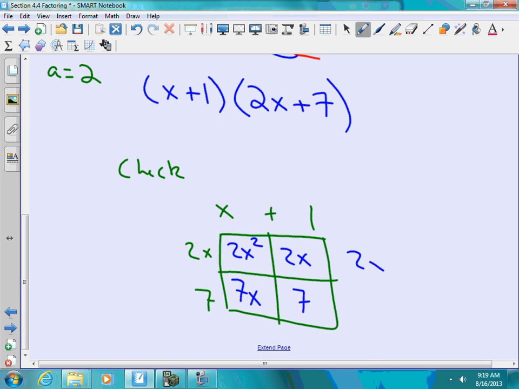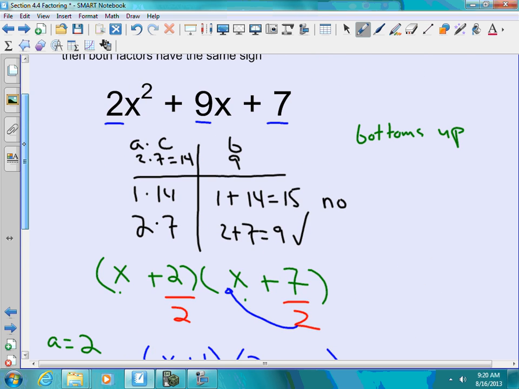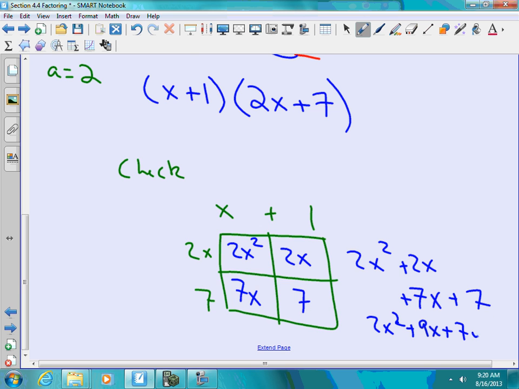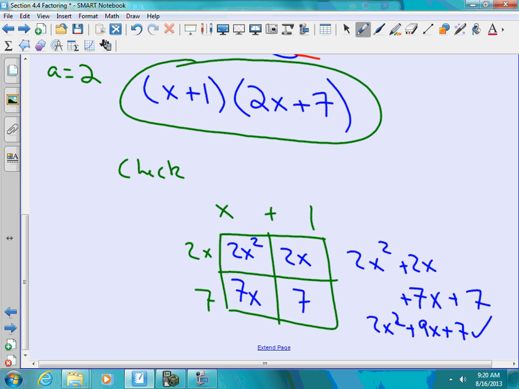When we line up our like terms and add them together, remember after this you're adding terms. You're not multiplying. You only multiply once. 2x squared plus 9x plus 7. Is that what we started with? Let's check. It is what we started with. It checks, so we can circle this so that we know that's our answer. Okay? So that's algebraically checking it. We get back to what we started with. We FOIL it back out, or we use the box method.